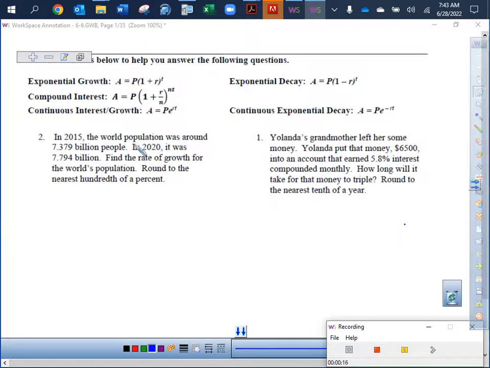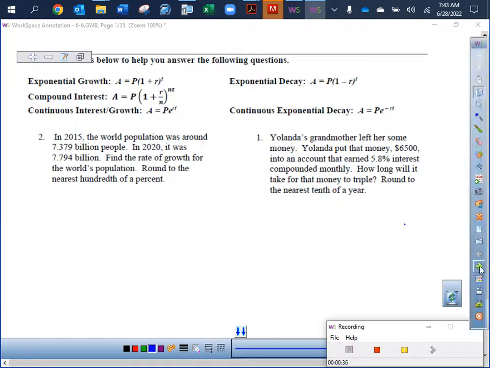In 2015, the world population was around this many billion people. Then in 2020, it was this many billion people. You can see it grew. Find the rate of growth for the world's population, round to the nearest hundredth of a percent. We're just going to say that population growth is a continuous situation, like it just happens continually.